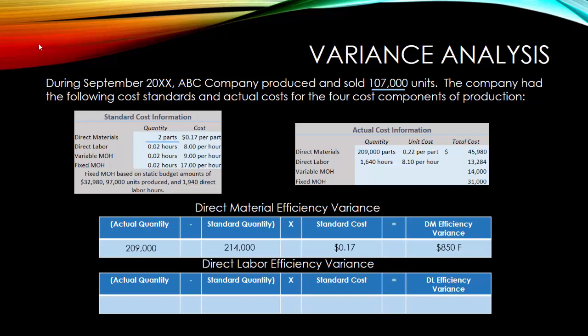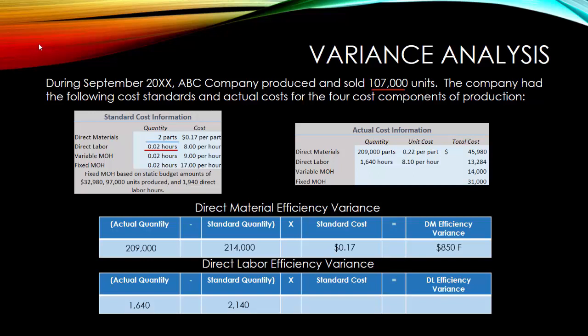Let's do the same thing with our direct labor efficiency variance. Actual quantity of labor, actual hours worked, was 1,640. The standard quantity of labor, how long it should have taken, well, let's do the same concept we had before. Each unit should have taken 0.02 hours to produce, and since we made 107,000 units, let's multiply 107,000 times 0.02, and we're going to come up with 2,140. So it actually took our laborers 1,640 hours to make these units. We budgeted that it was going to take them 2,140 hours.